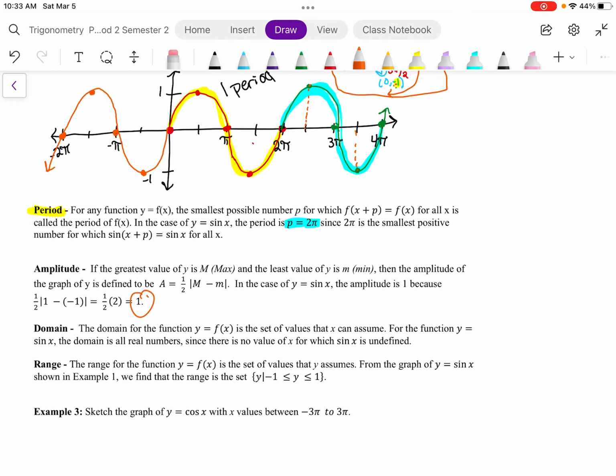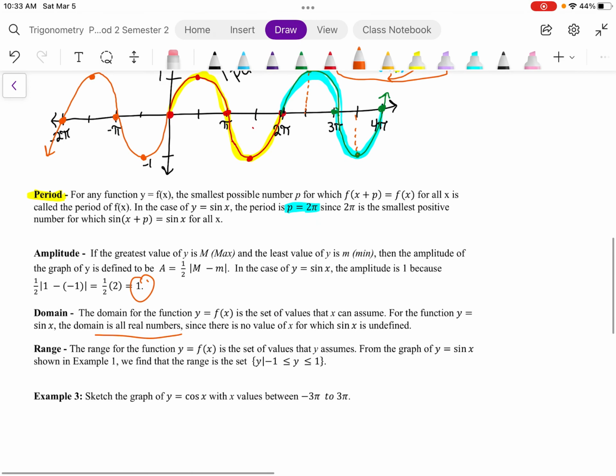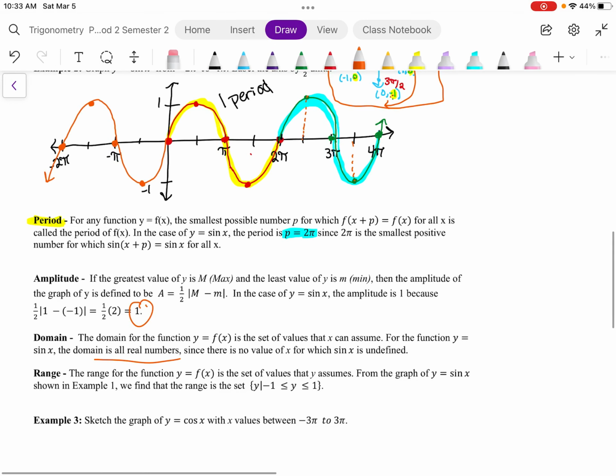And hopefully you've talked about domain and range before, where domain is all of the x values. So for a sine function like this one, our domain is going to be all real values, or all real numbers. And then the range is going to be our y values. And if you look at this one, y only goes from 1 to negative 1. So our range is described below in this set.